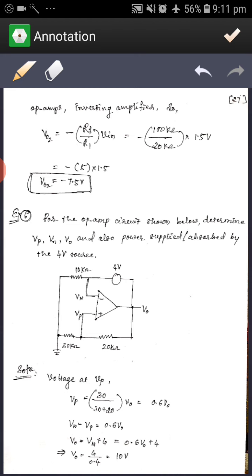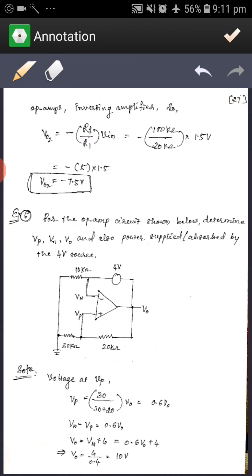So similarly, here is one more problem. It is not matching exactly with the standard circuits like inverting, non-inverting. So here we need to calculate the voltages at the terminals. Vp is equal to 30 by 20k divided by 30 plus 20 into V0. That will come around 0.6 volts. As we know that Vp is equal to Vn, Vn will also become 0.6 volts.